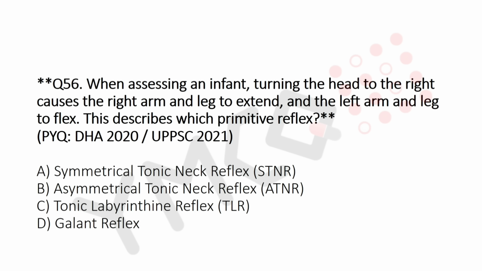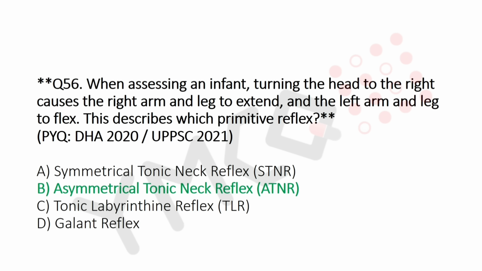When assessing an infant, turning the head to the right causes the right arm and the leg to extend and the left arm and the left leg to flex. This describes a primitive reflex. Option A, symmetrical tonic neck reflex. Option B, asymmetrical tonic neck reflex. Option C, tonic labyrinthine reflex. Option D, Galant reflex. And the answer is option B, asymmetrical tonic neck reflex.